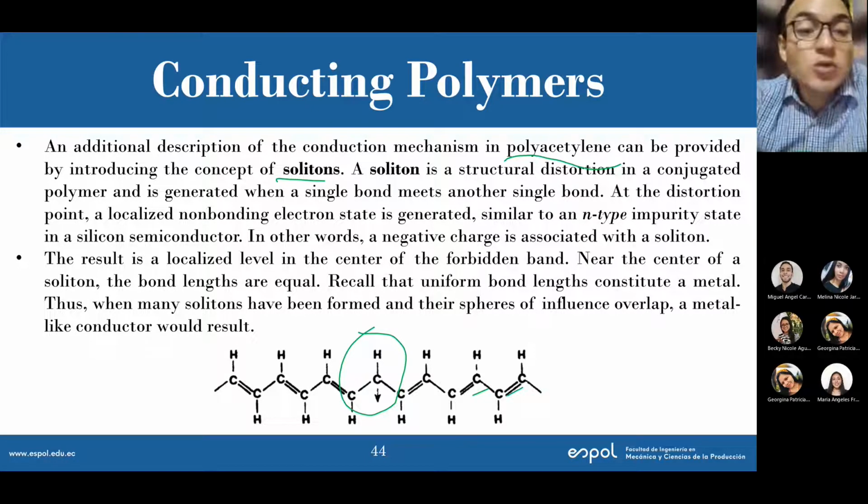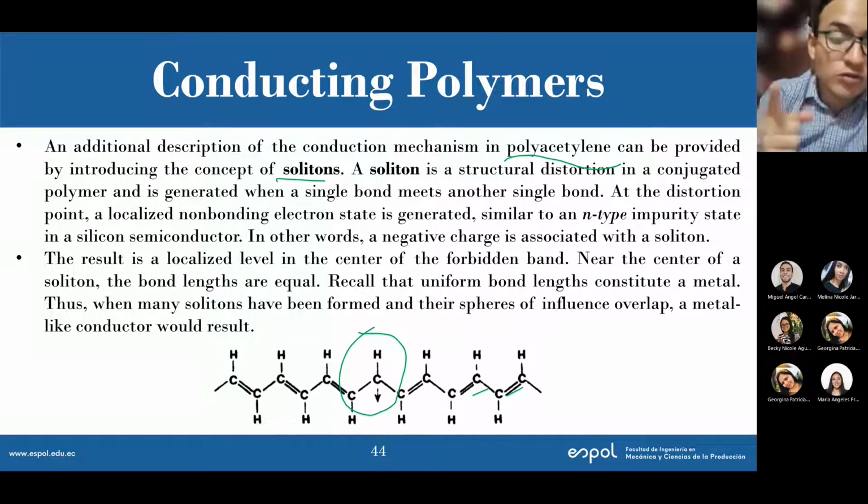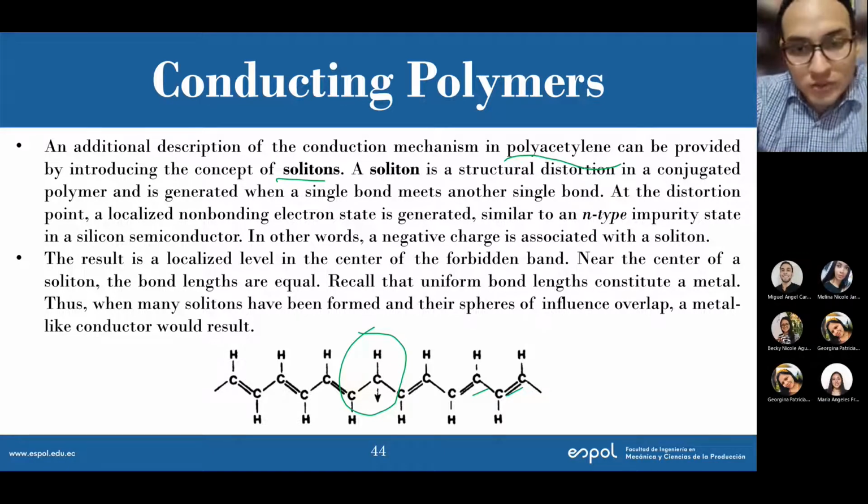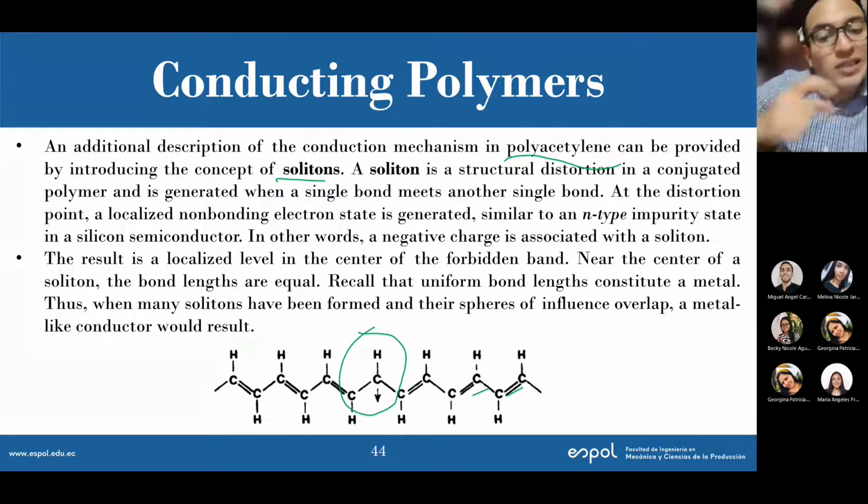Well, at that point, a distortion happens, right? At that point, a localized non-bonding electron state is generated, because obviously, look at that, carbon is only bound to 3 other elements, right? There's one missing. So that's a localized non-bonding electron. Like it happens in an n-type impurity, right? Same principle. So that is a soliton.